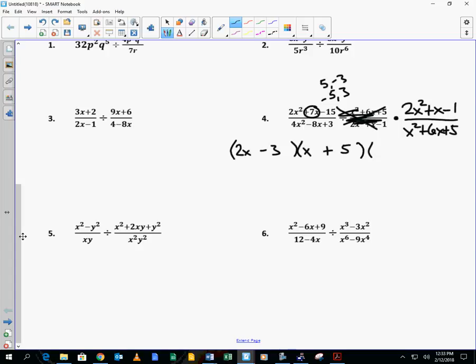Now I'll factor our next part. I have a 2x and an x. Looks like I'm going to go plus 1 and a minus 1. That'll work for me.